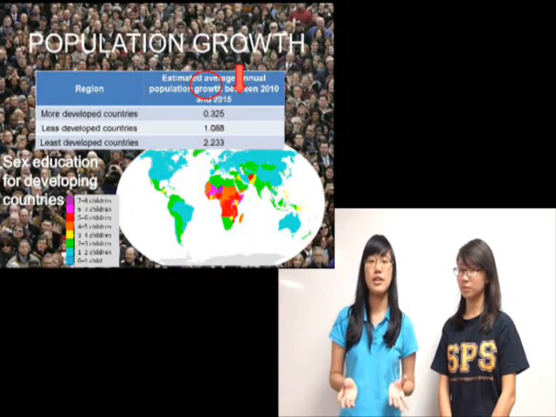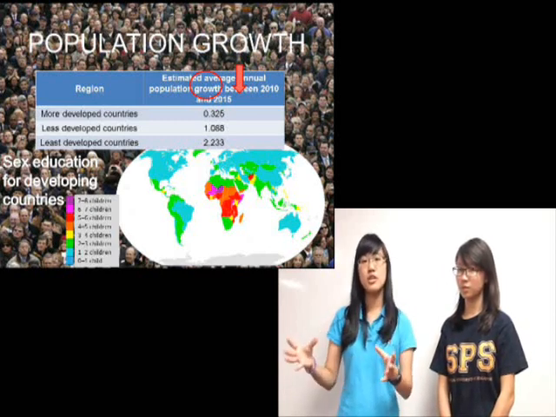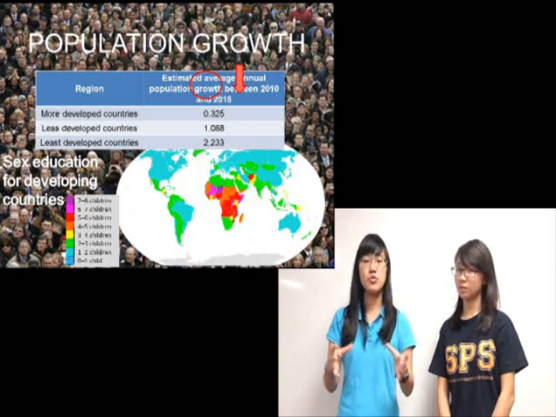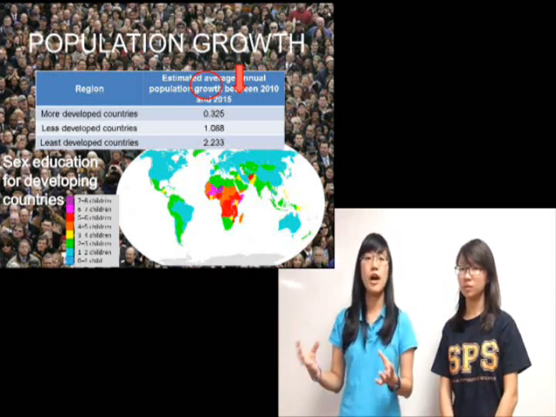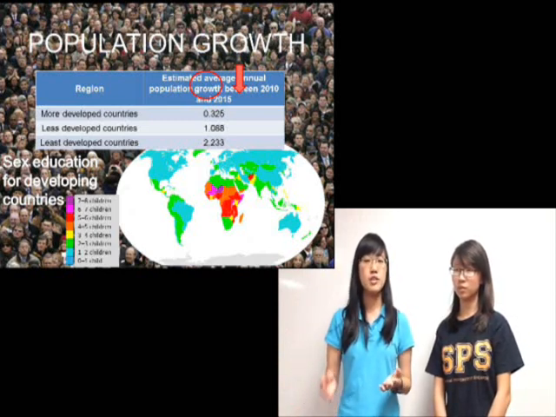Okay, so if you think about it, the less developed countries with a higher population growth rate, in the future when they have industrialization and more development, the higher population growth rate will amplify the negative effect of carbon dioxide emission on the environment. So we need to curb this problem right now and introduce sex education in these countries so as to alleviate climate change problems in the future.